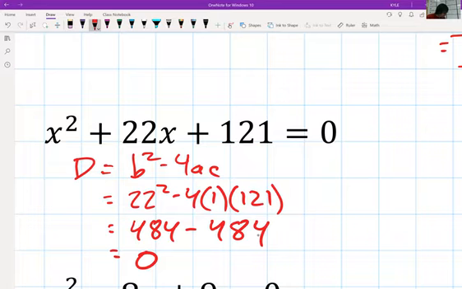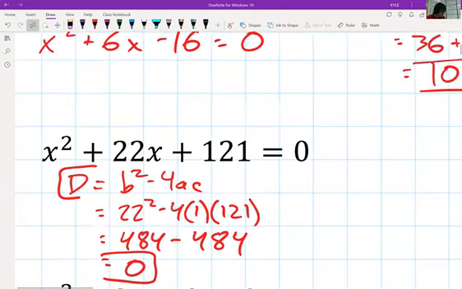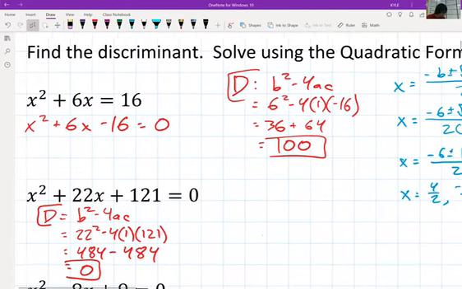Now that's kind of significant. We're going to talk about that a little later on in this video. But right now, let's just see what it does in our quadratic equation.